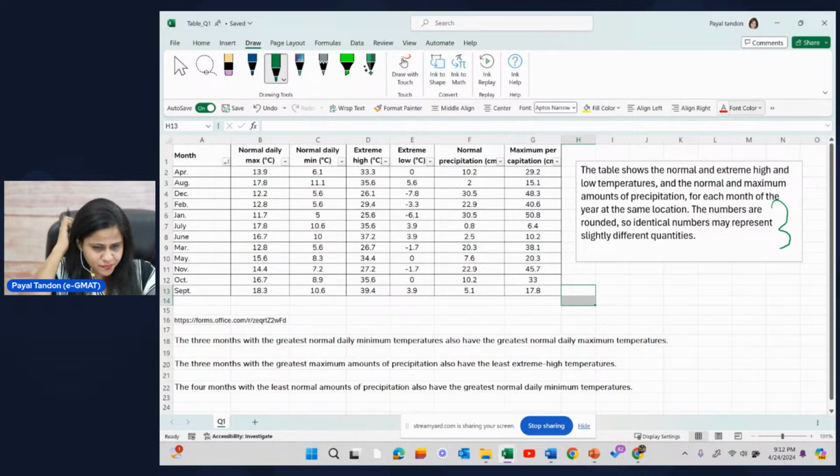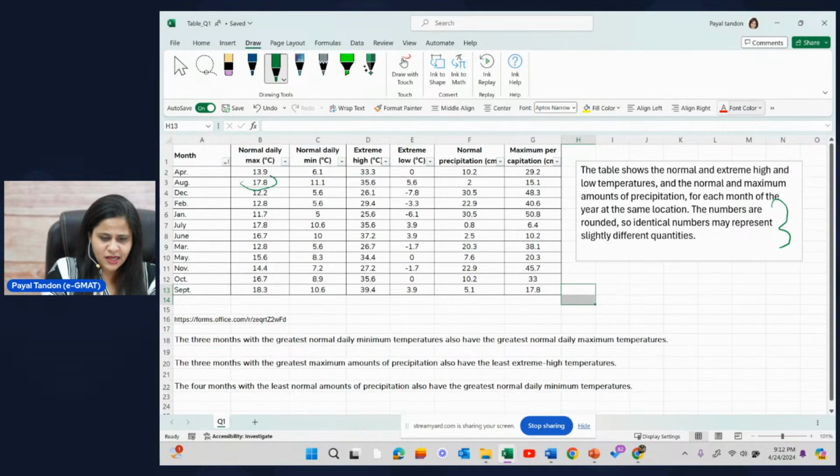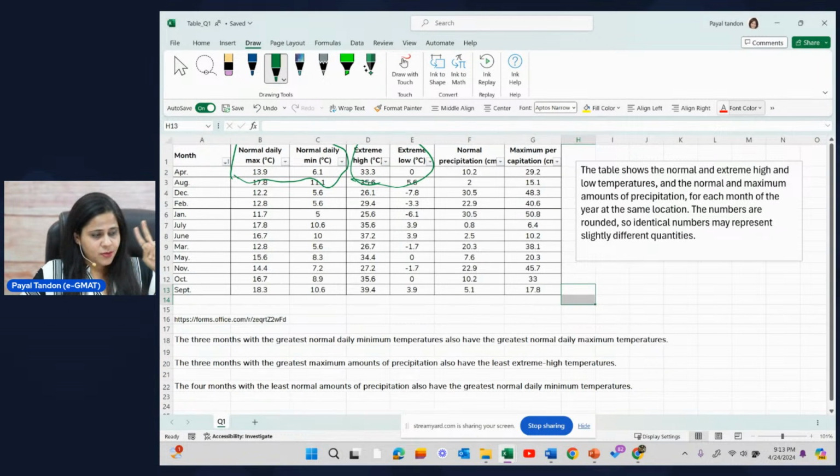Okay, so now you take up a value over here for August. You can see that normal daily max temperature was 17.8, extreme low was 5.6, and so on and so forth. So again, you don't have to read all the data points, but read just a couple of data points so you get that solid handle of what the data is talking about. So there are four columns on temperature, normal and extreme. Then there are two columns for precipitation, normal and maximum. Okay, so now with this understanding, you look at the individual statements.